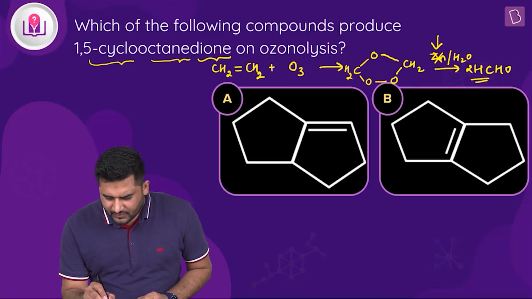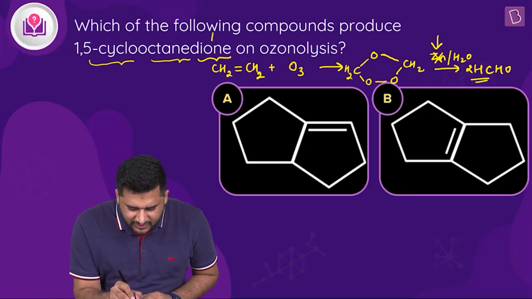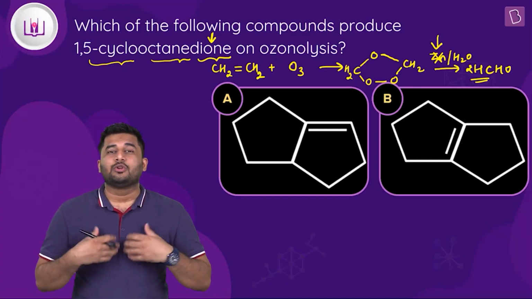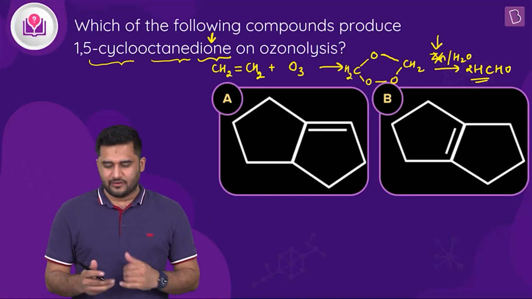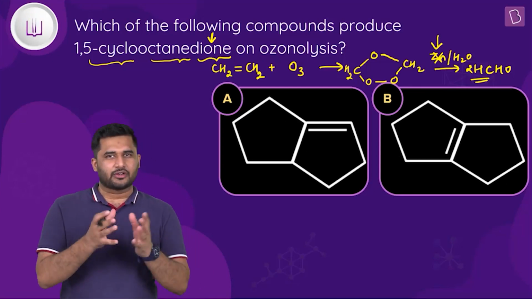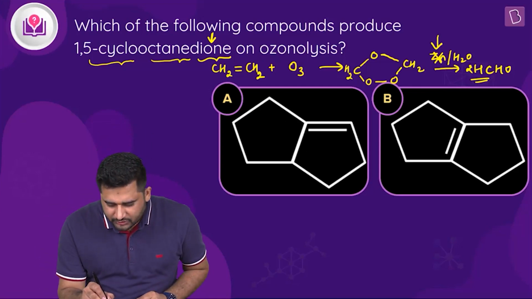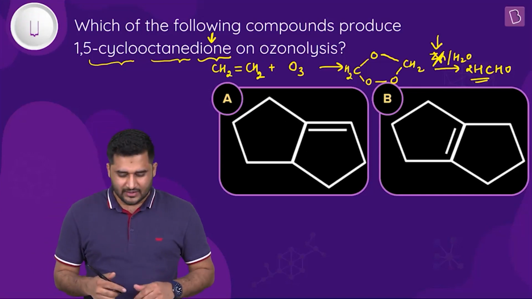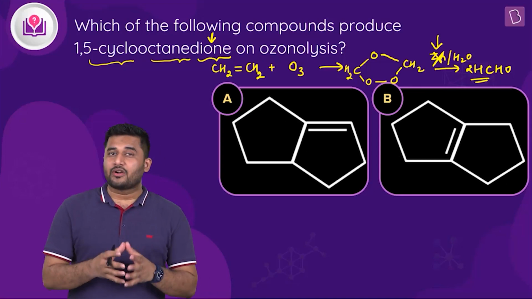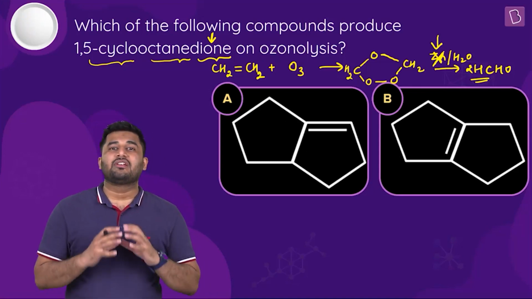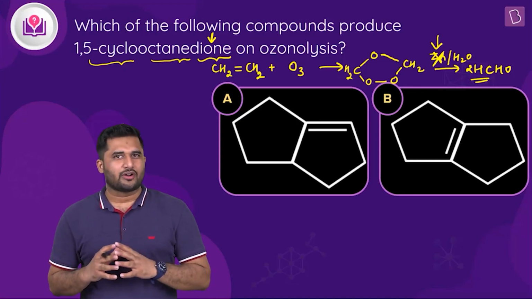So now you can see in this case, since we are getting dione as the product, that means we are getting ketones as the product. So always remember, if you use zinc, then only your final product will be either aldehyde or ketone. Whereas if you do not use this zinc, then your final product will be a carboxylic acid. So by looking at the product, one thing we can say is that here we are talking about reductive ozonolysis and not oxidative.